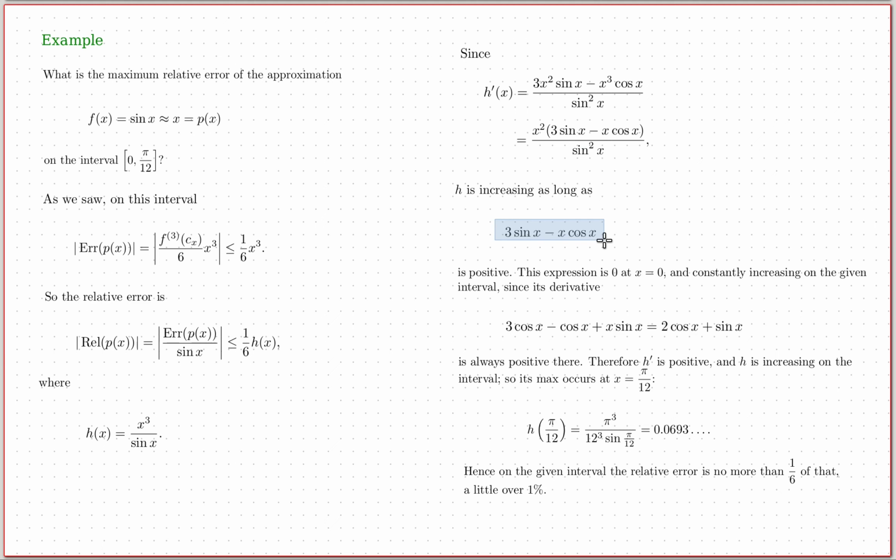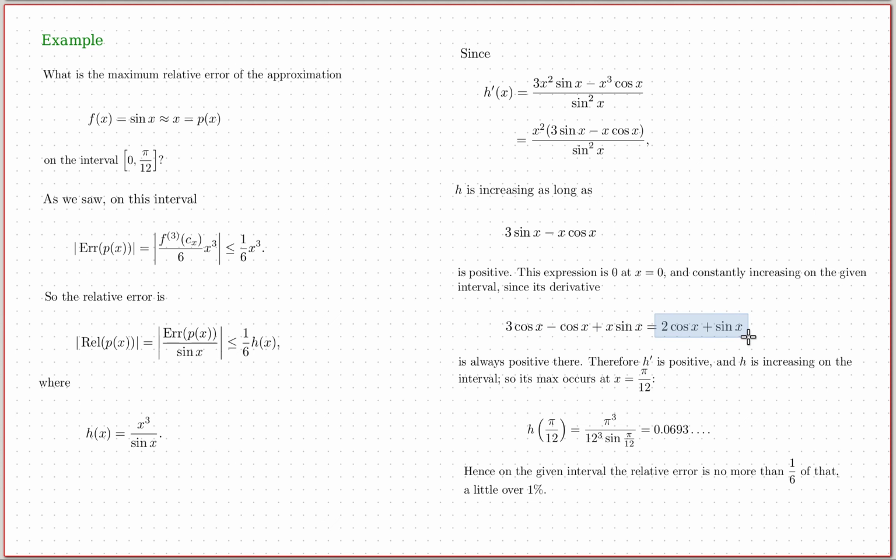Now, as I said, I'm going to claim that h is increasing over this whole interval, so I'm going to claim this is positive over the whole interval. How do we determine that? Well, that's not so obvious either. So let's do it again. Let's take the derivative of this expression. And what we see is that its derivative is equal to this. It's just 2 cosine x plus sine x. Finally, we have something that's easy to interpret.